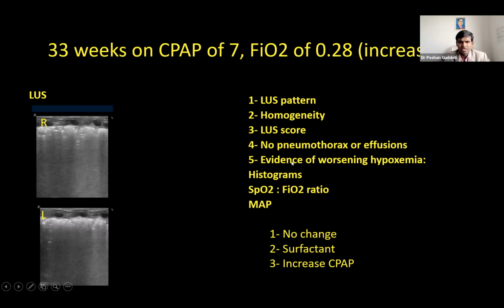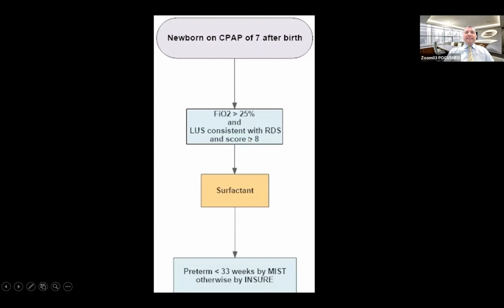If not, the in and out surfactant, maybe Lisa. Yeah. So in our unit, we prefer to use surfactant once you have an infant on CPAP of 7 after birth. A score more than 8 is proven to be sensitive in a randomized control trial for premature infants less than 34 weeks. We are using FiO2 more than 25% and increasing CPAP to 8, 9 or higher to give surfactant. It can be by MIST if the infant is premature less than 33 weeks, or by INSURE if the infant is more than 33. So that's our protocol.